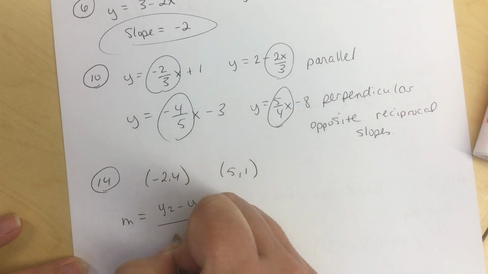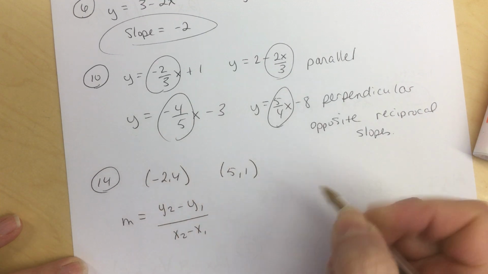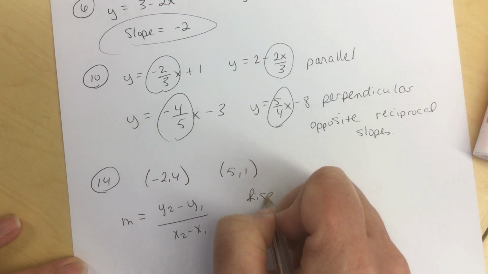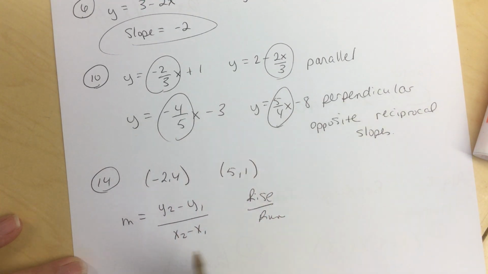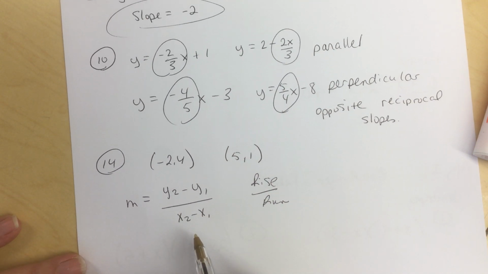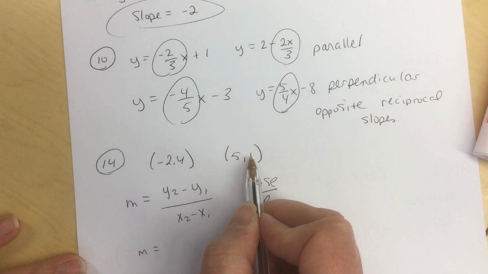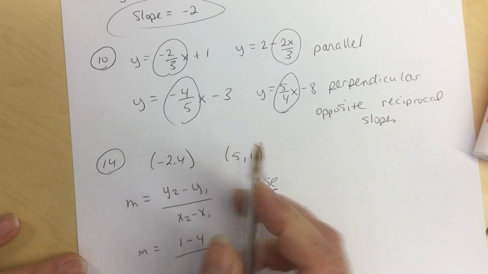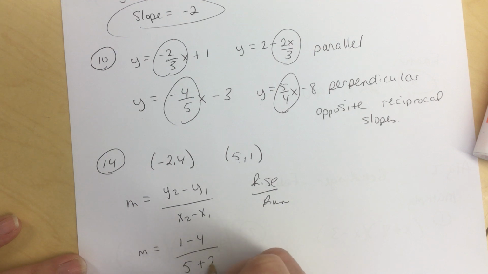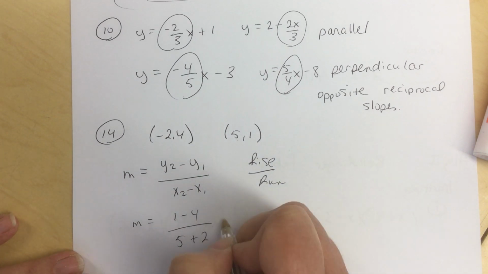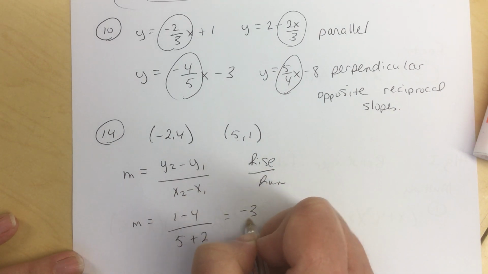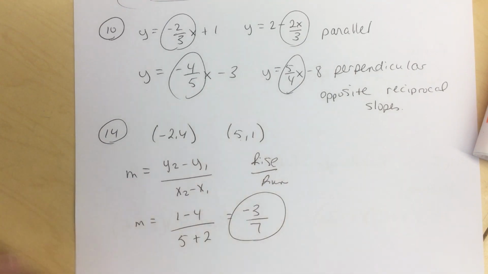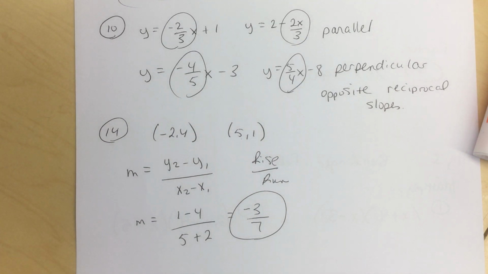y2 minus y1 over x2 minus x1, because slope is rise over run, so you want your y's on top and your x's on the bottom. So this particular one is going to be 1 minus 4 on top and 5 minus a -2. So 5 plus 2 on the bottom. 1 minus 4 is -3. 5 plus 2 is 7. The slope is -3/7.